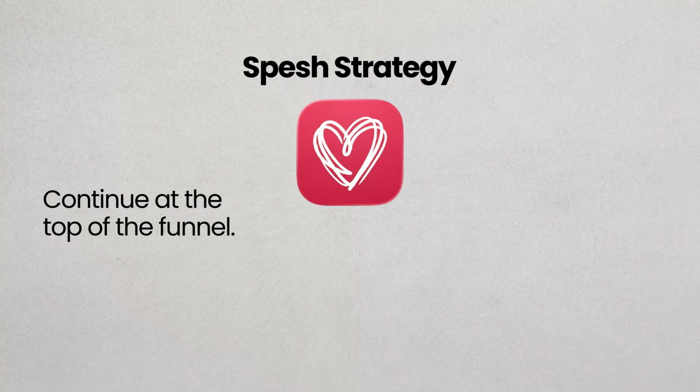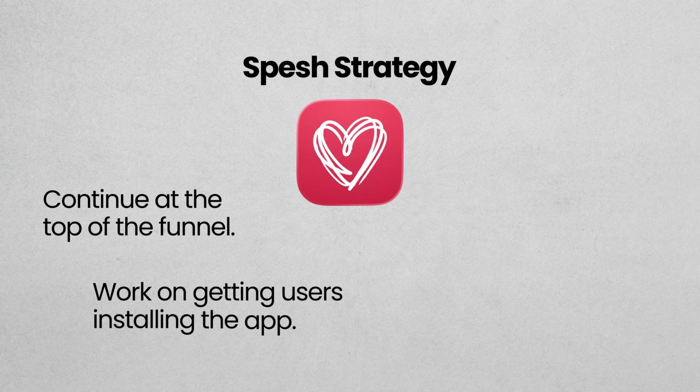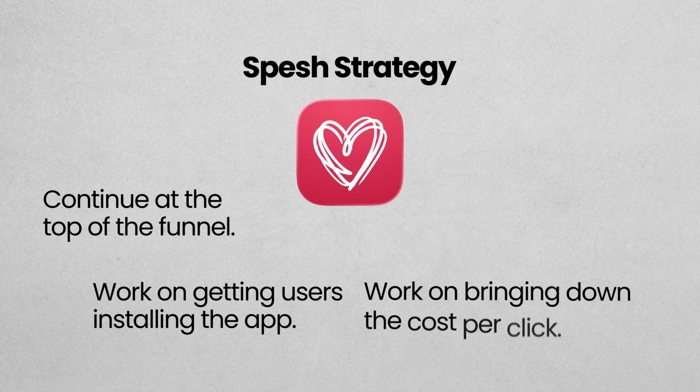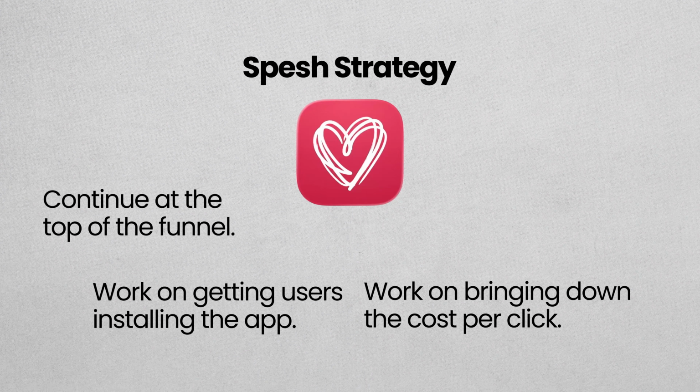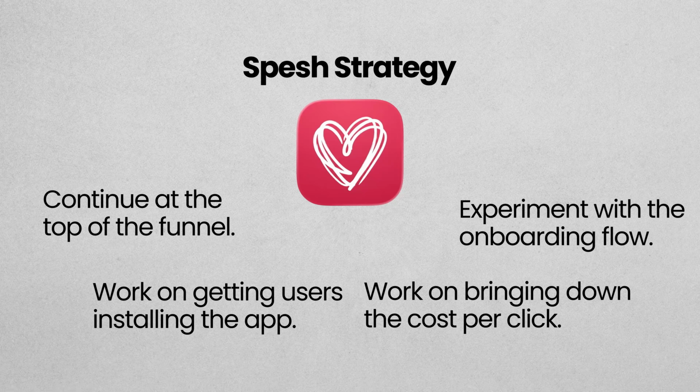For Spesh, my strategy is simple. Continue at the top of the funnel, work on getting users installing the app, work on bringing down the cost per click. I'm aiming to get it around about $2 or lower. Then experiment with the onboarding flow. Maybe add some analytics to work out which steps have the biggest drop-off rate. And I can't believe I'm actually saying this, but experimenting with a lifetime offer that has no free trial. Instead of a start your free trial button, I'll just have an unlock now button.